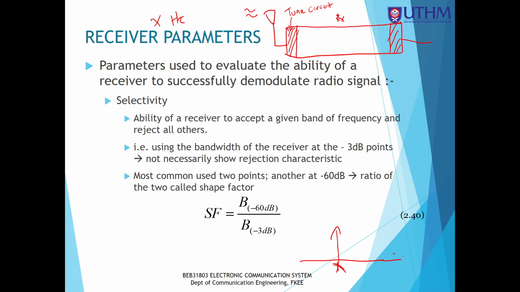This is F. When I tune to a radio station with X hertz frequency, the tune circuit will resonate at X frequency, and we only select this frequency band.